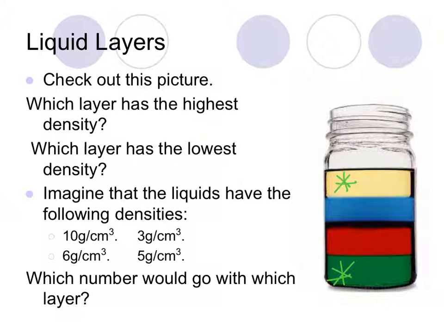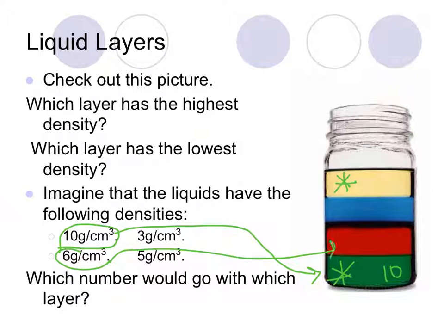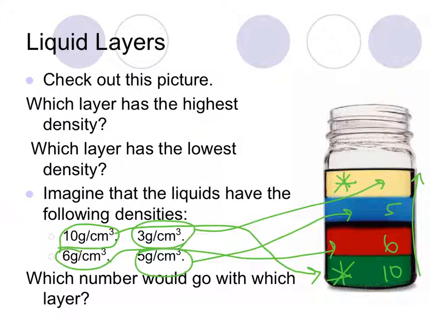So looking at these numbers, the liquid with the highest density would be at the bottom, 10 grams per centimeter cubed, or milliliter in this case because it's a liquid. And then 6 would go here, 5, and 3 grams per milliliter. So as you can see, we just go from highest density at the bottom to lowest density on the top.